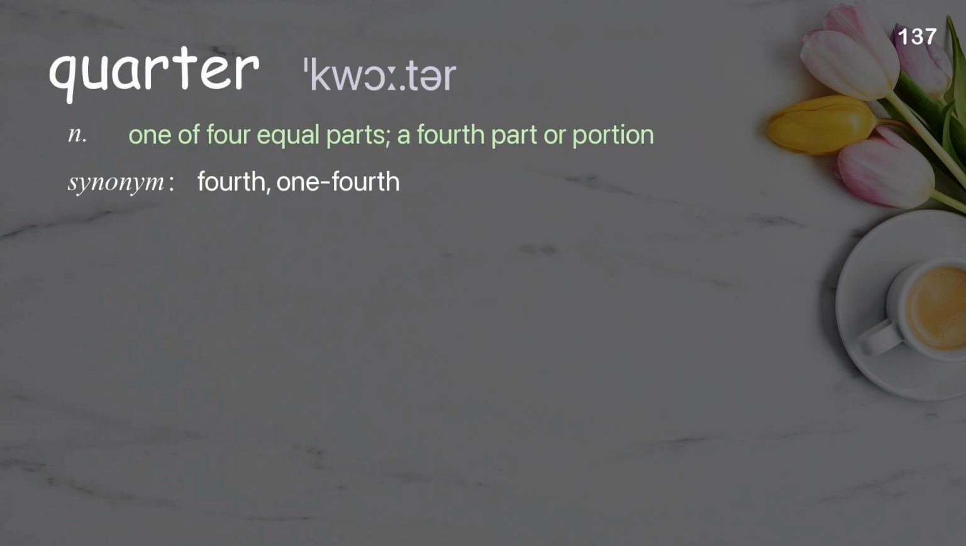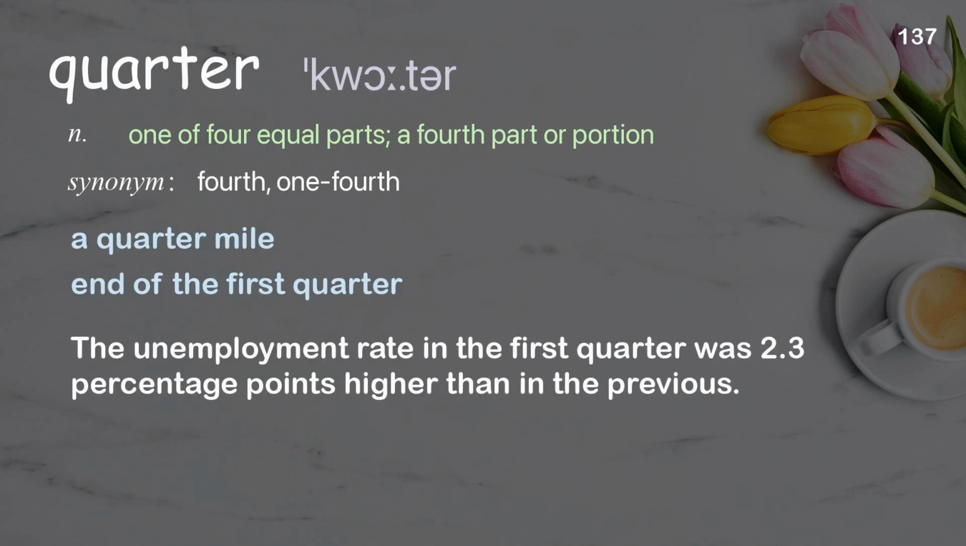Quarter. One of four equal parts, a fourth part or portion. Examples: A quarter mile. End of the first quarter. The unemployment rate in the first quarter was 2.3 percentage points higher than in the previous.